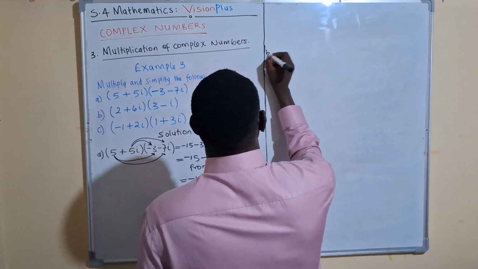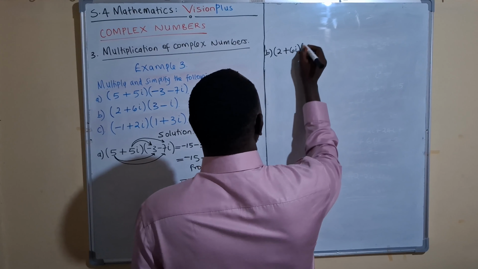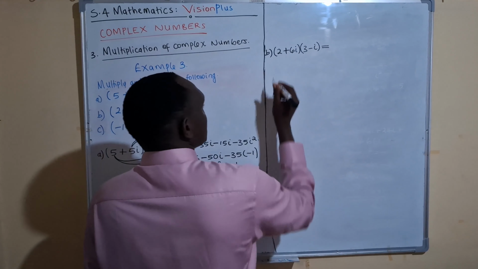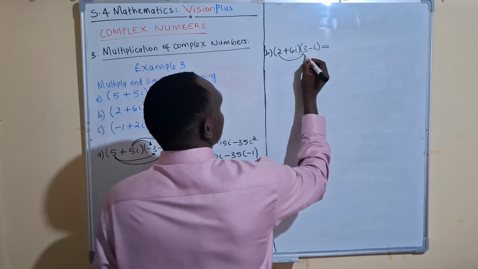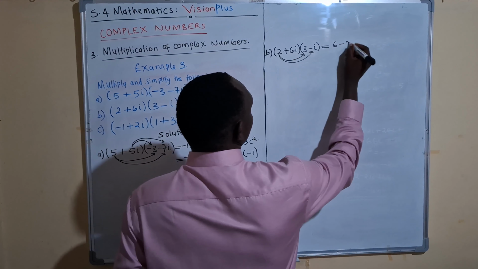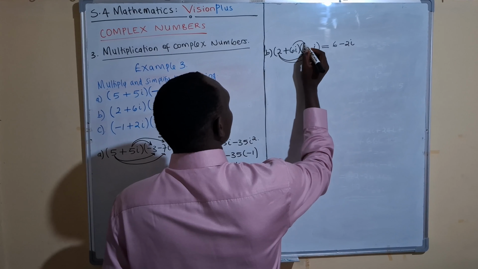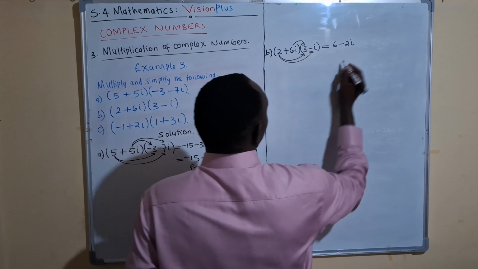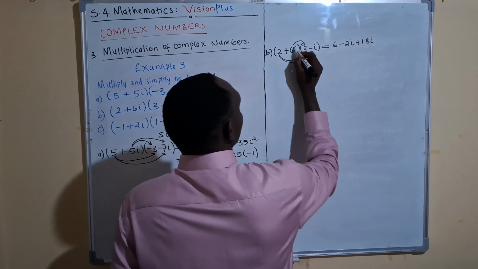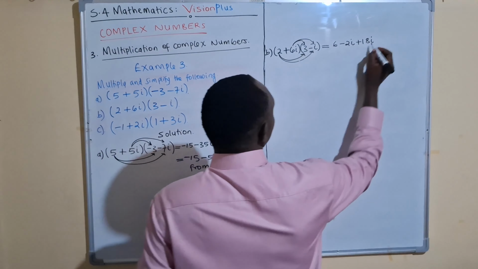Going to part B. Part B is (2 + 6i) times (3 - i), done the same way. 2 times 3 is 6. 2 times -i is -2i. Now 2 is done, so we come to 6i. 6i times 3 will be positive 18i. 6i times -i: positive times negative is negative.